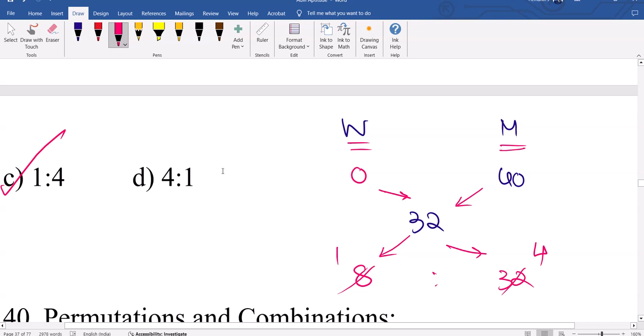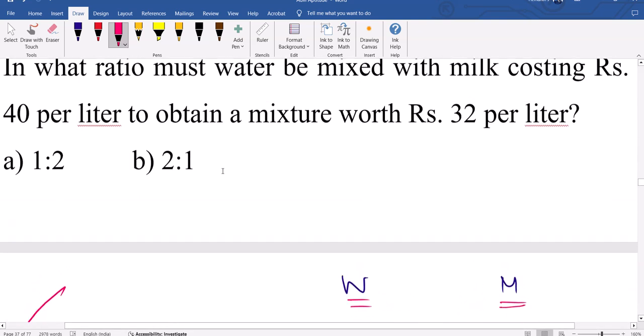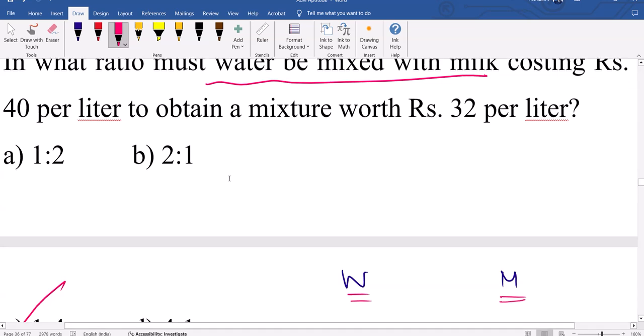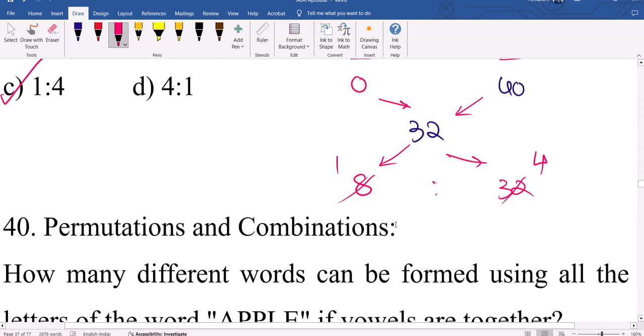Some people argue 4:1. Listen, my dear friend, they clearly asked water to milk, not milk to water. Many people do the question correctly but find the milk to water ratio. But the question clearly asks water mixed with the milk, so water to milk is required. Okay, 1 and 4. Right.